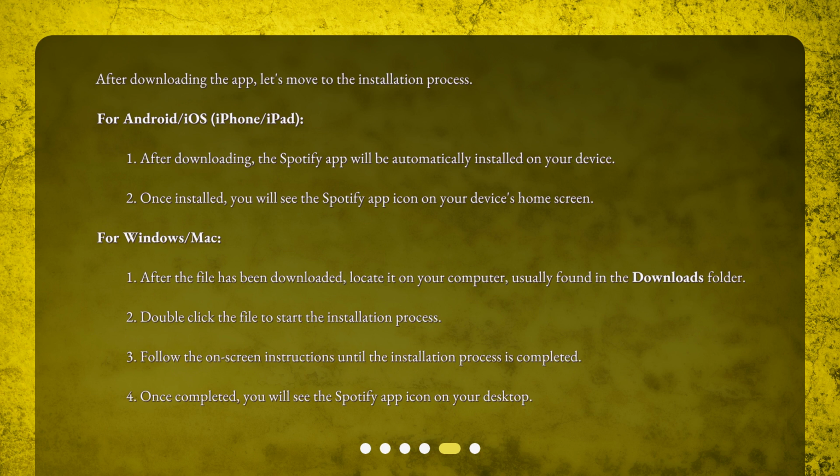For Windows, Mac: 1. After the file has been downloaded, locate it on your computer, usually found in the Downloads folder. 2. Double-click the file to start the installation process. 3. Follow the on-screen instructions until the installation process is completed. 4. Once completed, you will see the Spotify app icon on your desktop.